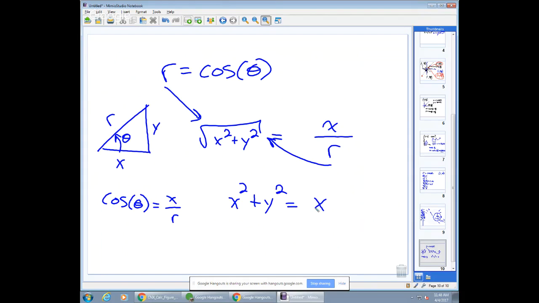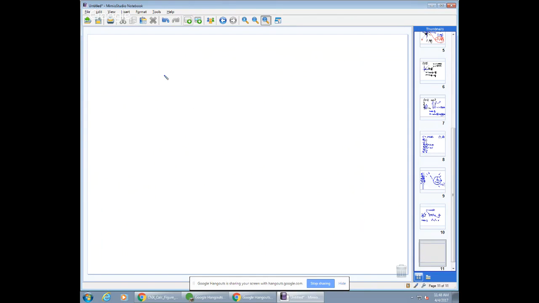All right, check this out. What if we bring the X over to the left? X squared, we would have to subtract it, right? So we would have minus X, if we keep the X's together, plus Y squared equals 0. Do you remember completing the square?